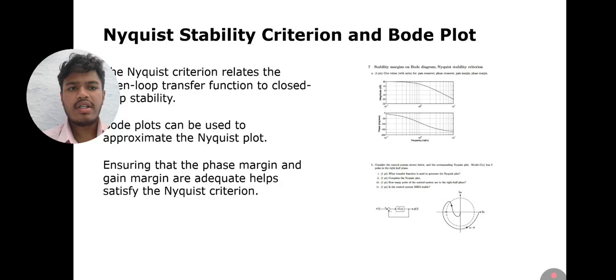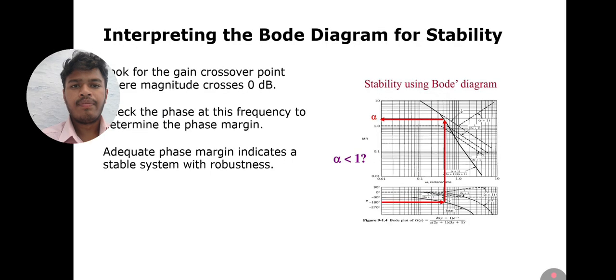Nyquist stability criterion and Bode plot. The Nyquist criterion relates the open loop transfer function to closed loop stability. Bode plot can be used to approximate the Nyquist plot. Ensuring that the phase margin and gain margin are adequate helps satisfy the Nyquist criterion.